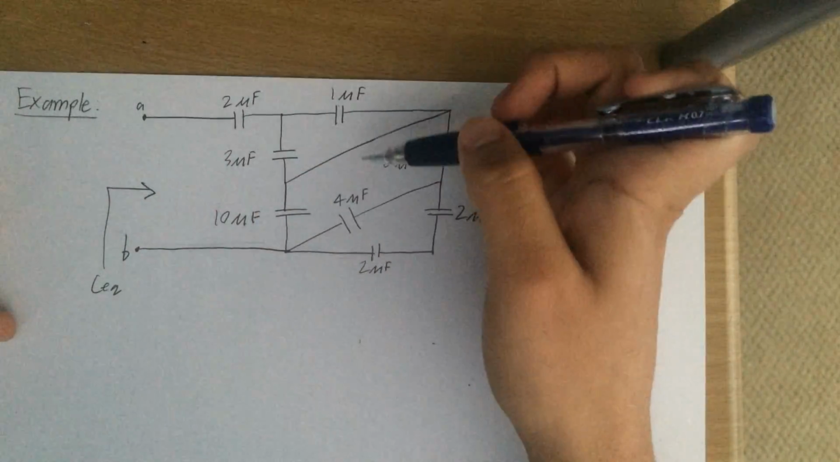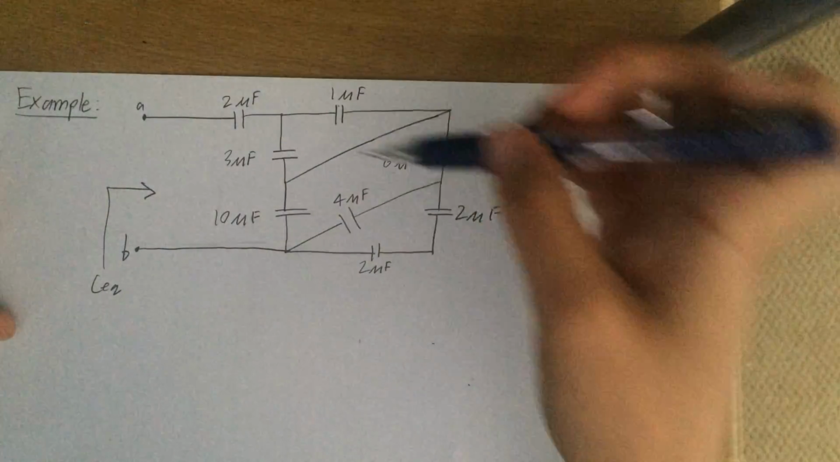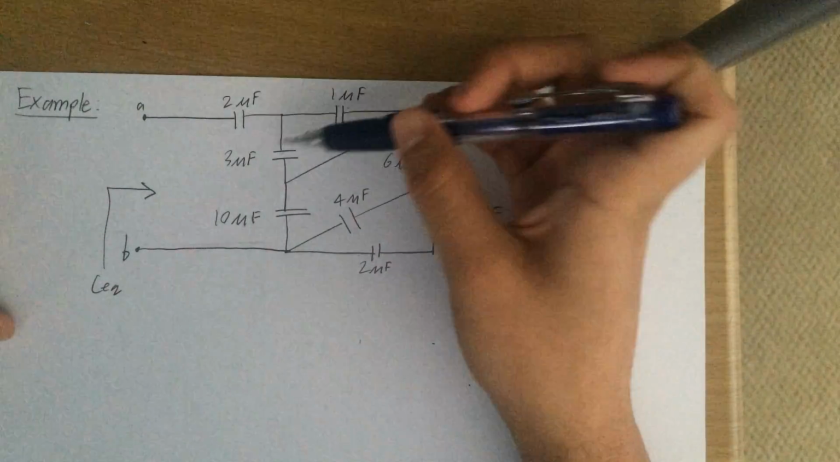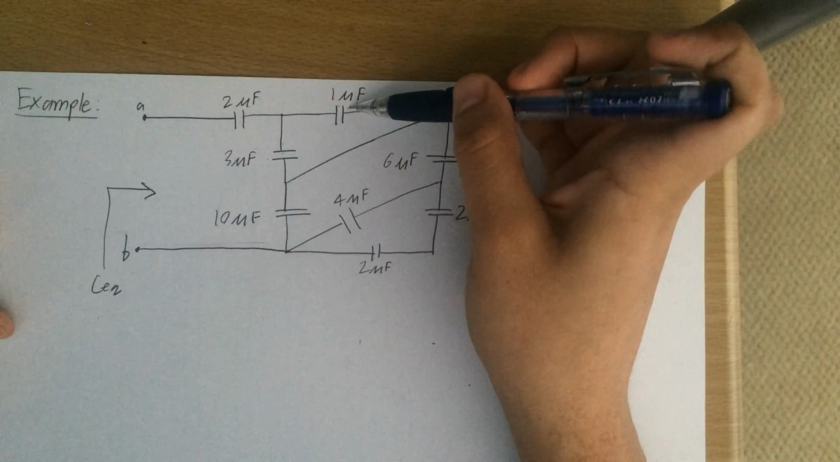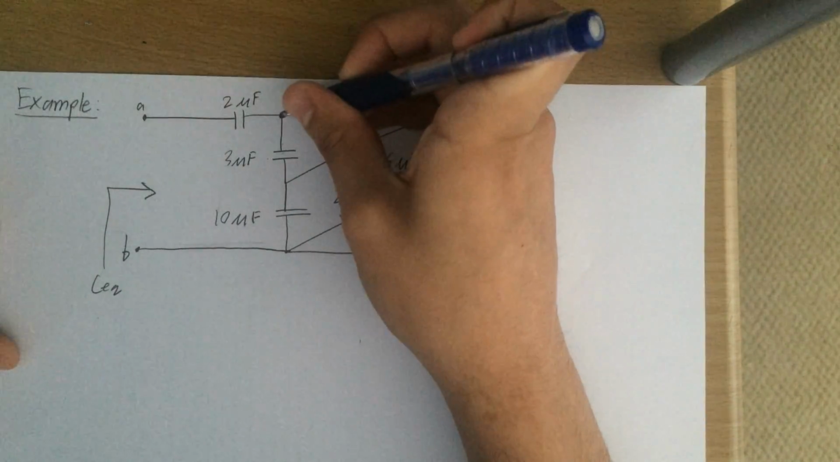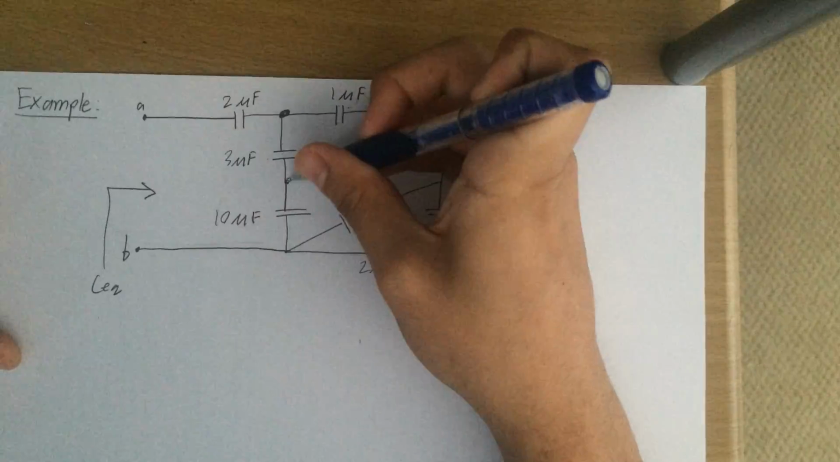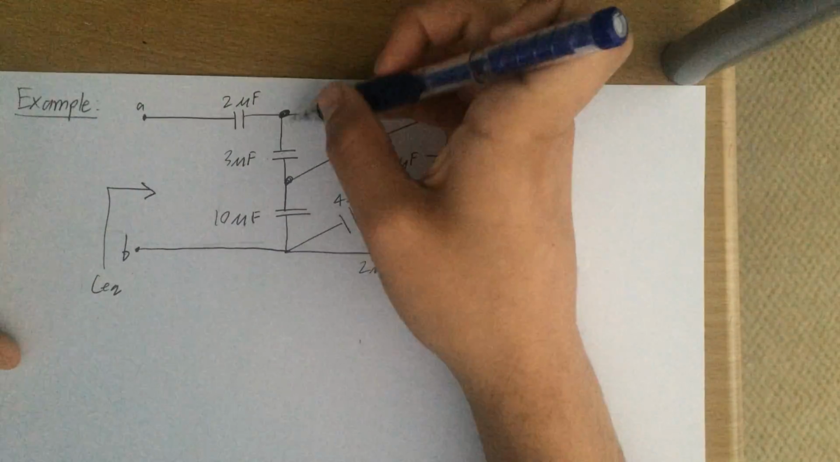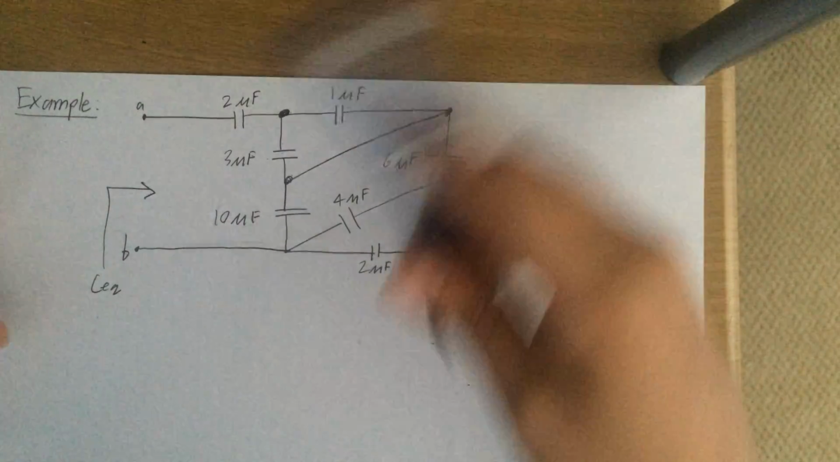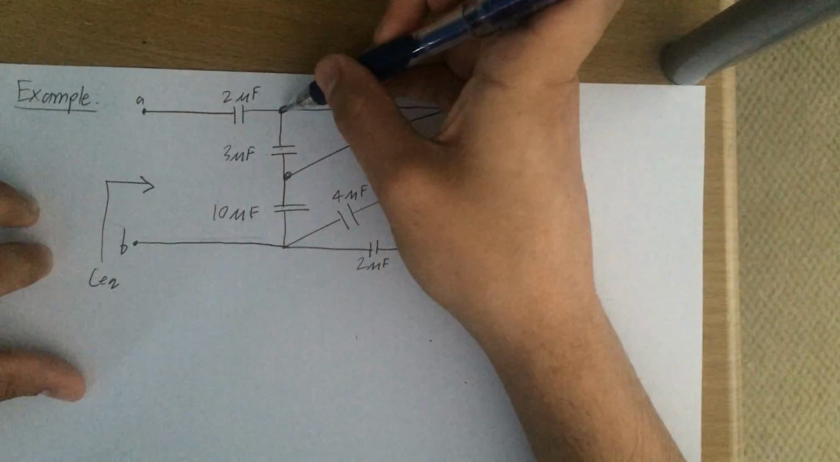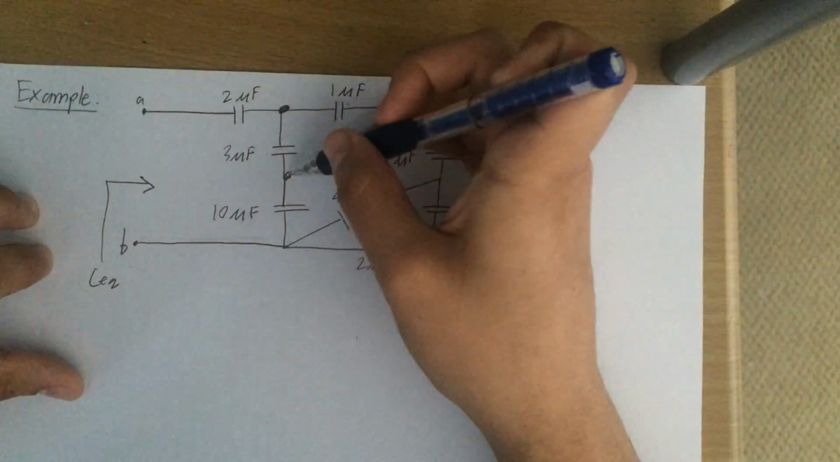So just starting from terminal A, we have the 2 microfarad capacitor, and we can see that these two capacitors, the 3 microfarad and the 1 microfarad, are in parallel. And why is that so? Because they have the same beginning point here, and they have the same end point here, right? The 3 microfarad begins here, it ends here. The 1 microfarad can be thought of as beginning here and ending here.